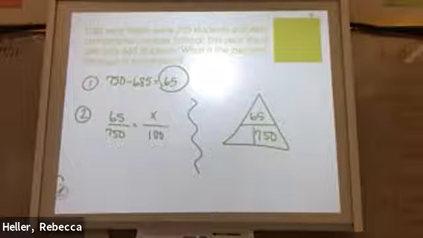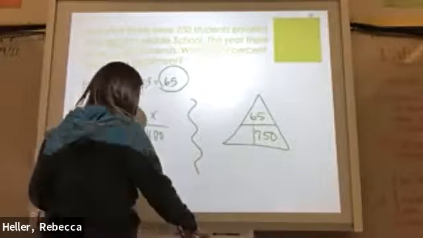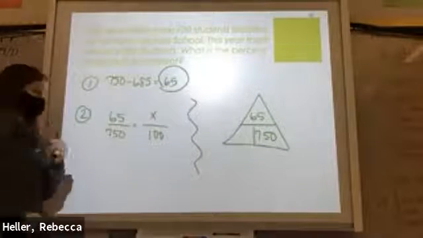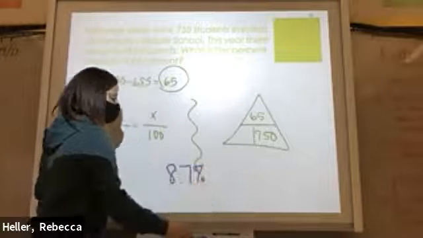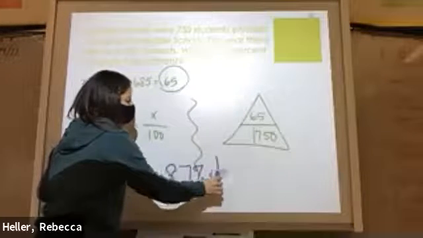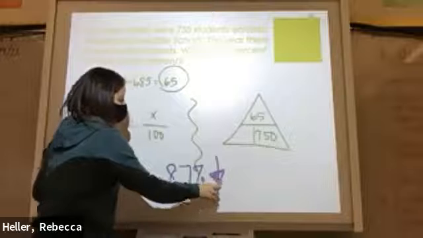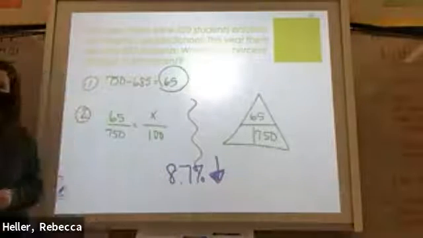All right, what is our percent to the nearest tenth? Oh, 8.7%. And this one is decreasing, so we're going to draw an arrow going down. Okay?